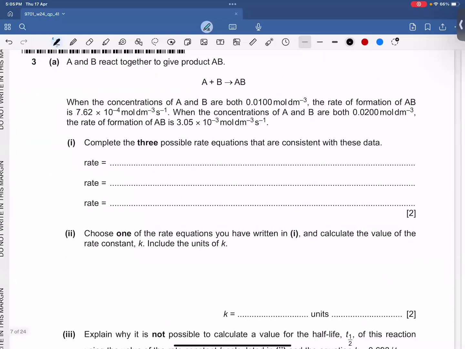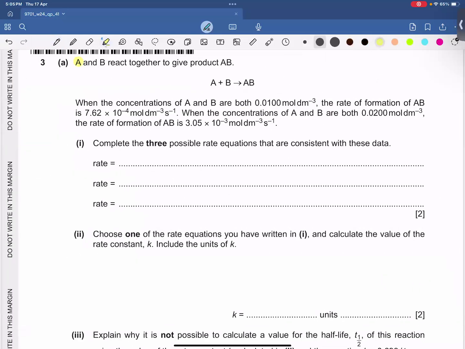Let's start question number 3. A and B react together to give product AB. We have done this sort of example in reaction kinetics, if you remember. You can go and check second order reaction, all right? I've given you this example. When the concentration of A and B are both 0.01 mole per dm cube, the rate of formation of AB is this.